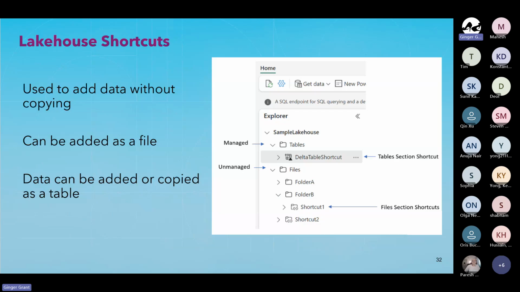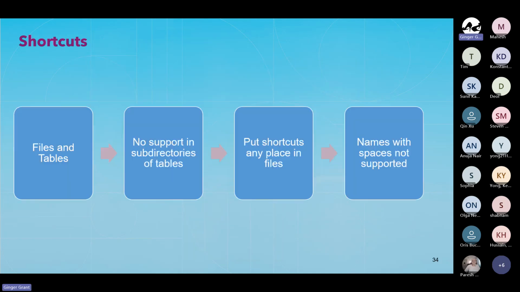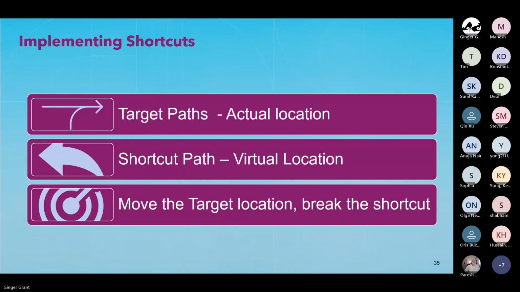So you can create a Lakehouse shortcut and add that without copying, and you can add those to your Lakehouse as a new table. There are different shortcut sources that you can add. And again, you have files and tables. Put the shortcuts there and make sure your names don't have spaces. If you move that data though, you will break the shortcut.